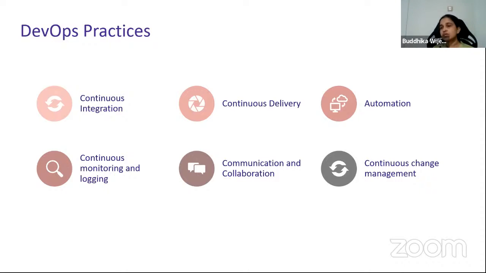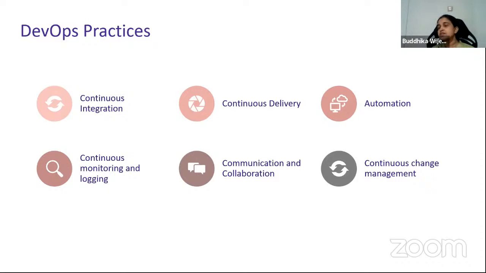Then we have continuous monitoring and logging. Monitoring and logging is very important in DevOps adoption. We need to get feedback from our end users continuously. We have to monitor our infrastructure continuously. We have to monitor whether it is performing as per the expectations that we and the customers have. For that we have to do continuous monitoring and make the necessary improvements as we get the results.